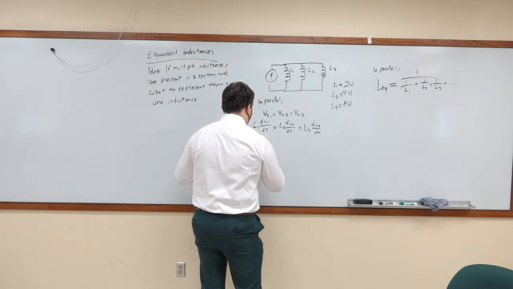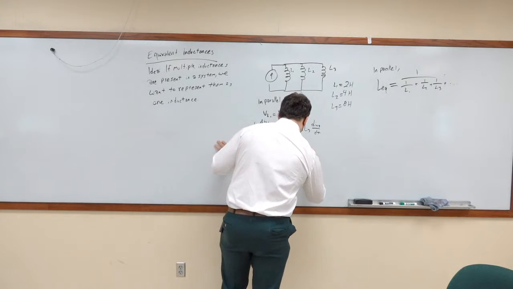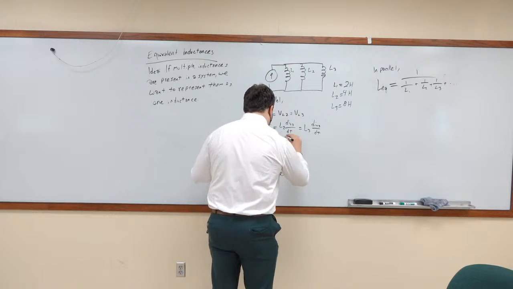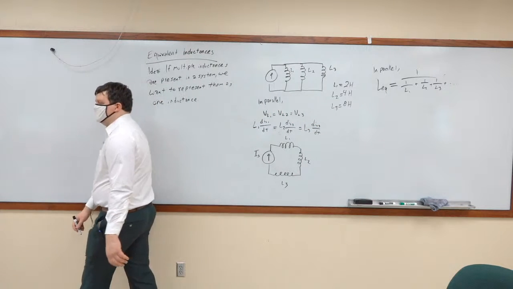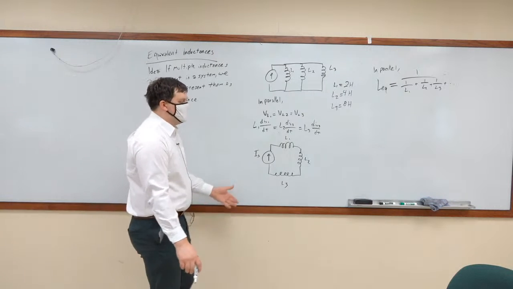In series, this is IS, L1, L2, L3. Are each of these going to have the same currents? What do you think, Caden? Yeah, they're all going to have the same currents.